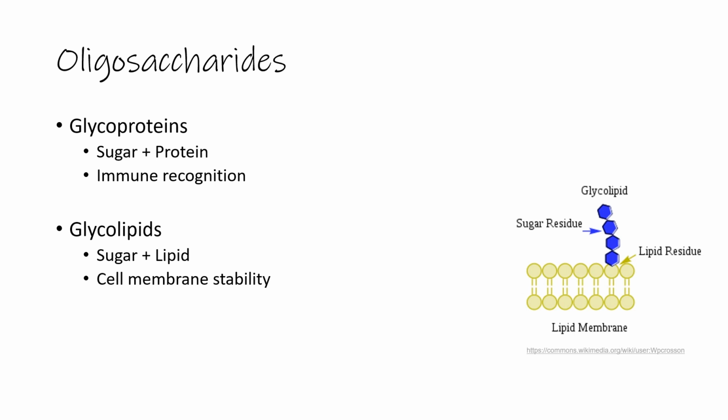Glycoproteins are commonly used as immune recognition. For glycolipids, it is in the name, a sugar and a lipid combined together, and we mainly see those in the cell membrane for membrane stability.